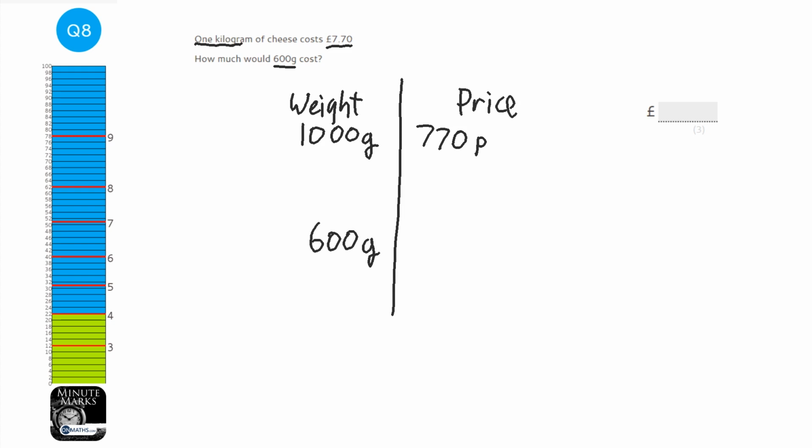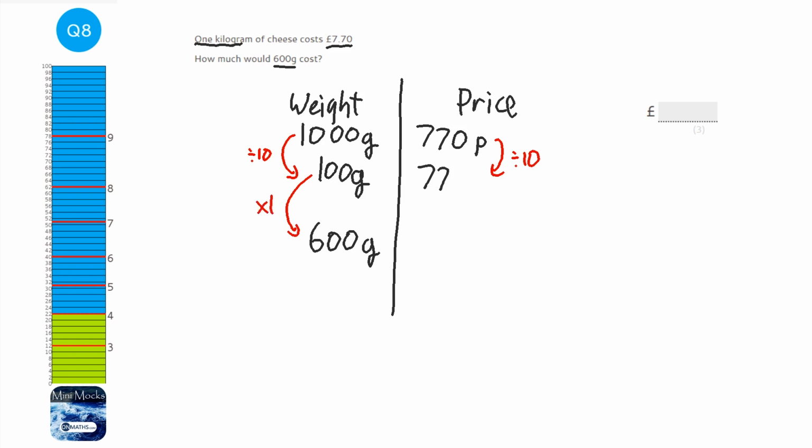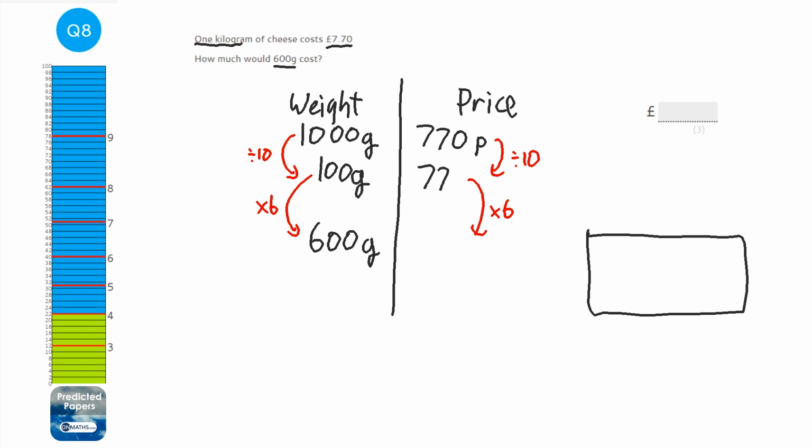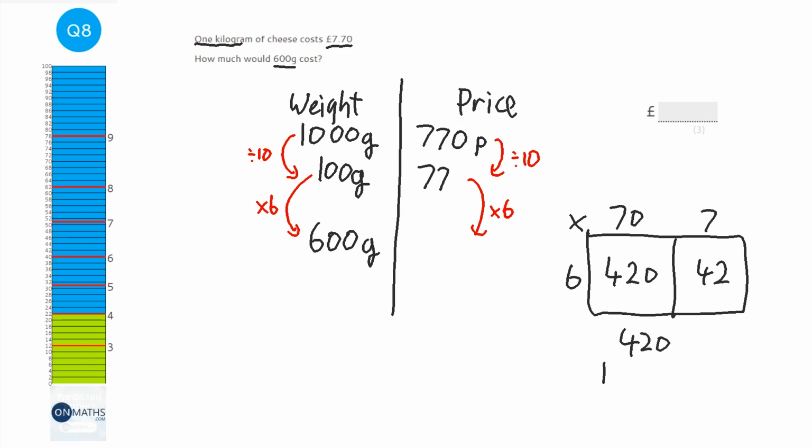Okay, so I need to get to 600 grams. And so first of all, if I've got a calculator, I can do this a lot easier. But without a calculator, let's try. Well, I can first of all divide this by 10 to get it so that it's 100. So that's 100 grams. And that would be 77. And then what I can do is I can times these by 6 to get 600. Okay, so if you've got a calculator, you can just type it in, but let's assume that you don't for this question. So we've got 77 times 6. 6 times 7 is 42. Add a 0. 6 times 7 is 42. Add them together. Probably don't need to do this, but anyway, I'll do it anyway.